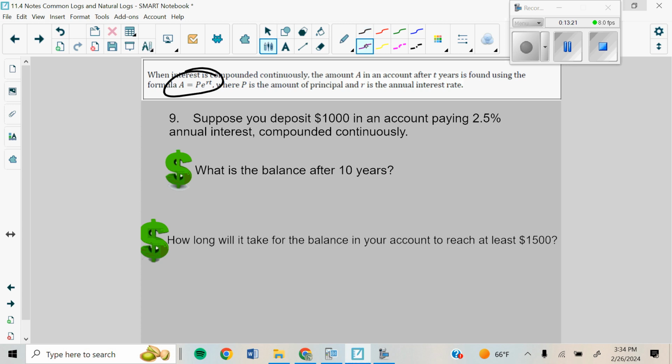So if we have about $1,000 in an account, and we're paying 2.5% annual interest, and it's compounded continuously. Remember, when we talk about rate, we want to move the decimal point over 2 so that it is no longer a percentage. So I'm going to plug this into our PERT formula: 1,000 times e to the 0.025 times 10 years. When you type this in, just make sure you put 0.025 times 10 in parentheses.